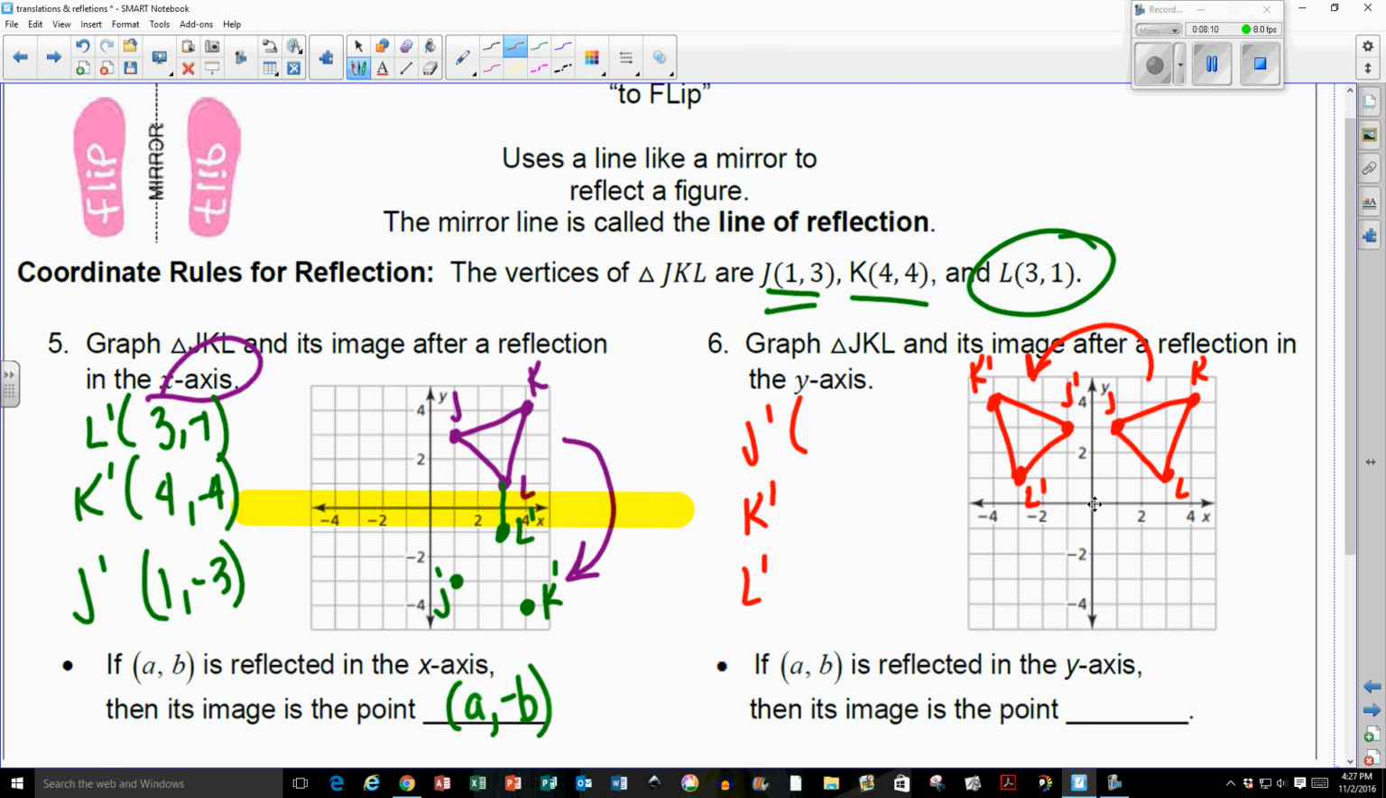So now J prime is at (-1, 3). K prime is at (-4, 4). And L prime is at (-3, 1). So if you compare these to the originals, notice that the y values all stayed the same and the x values became opposite. So the rule: if your (a, b) is reflected over the y-axis, then you get (-a, b). So if you reflect over the x, x stays the same. If you reflect over the y, y stays the same.